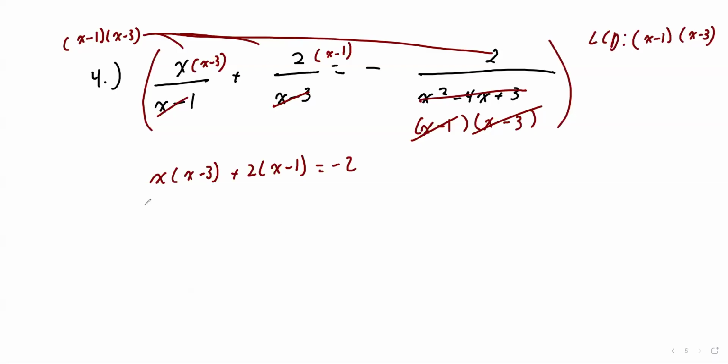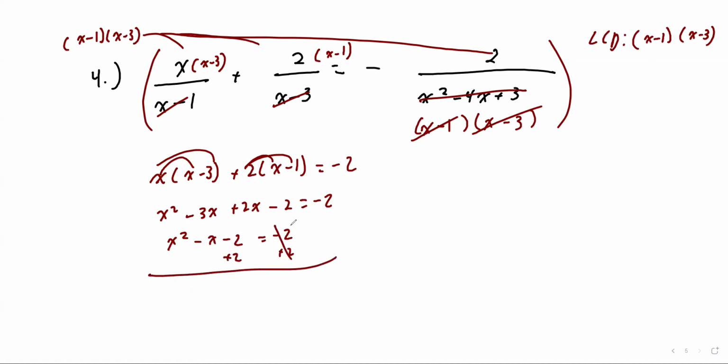And then we can just go through and solve this quadratic. So x times x is x squared. x times -3 is -3x. 2 times x is 2x. And 2 times -1 is -2. After this point, combine like terms. So I get x squared minus x minus 2 equals -2. Now set it equal to 0. So I'm going to add 2 on both sides, and I get 0 equals x squared minus x.